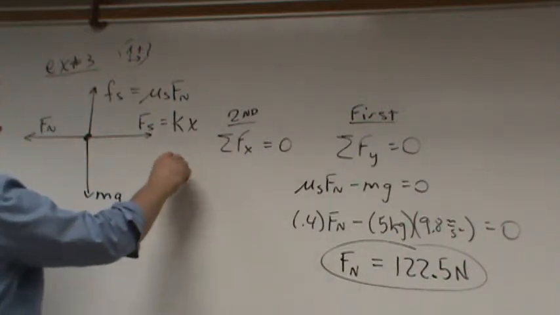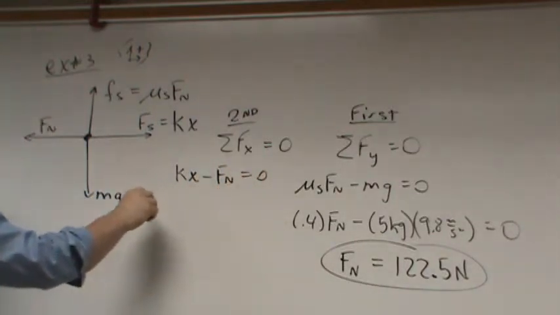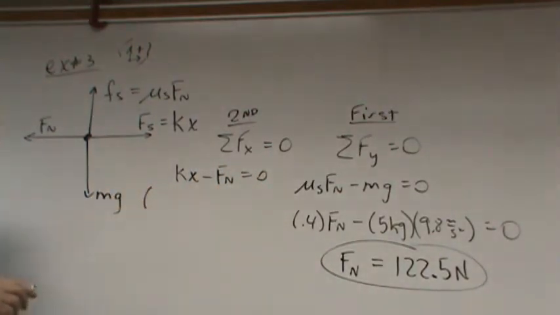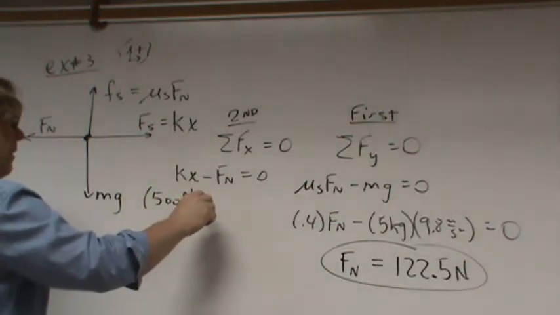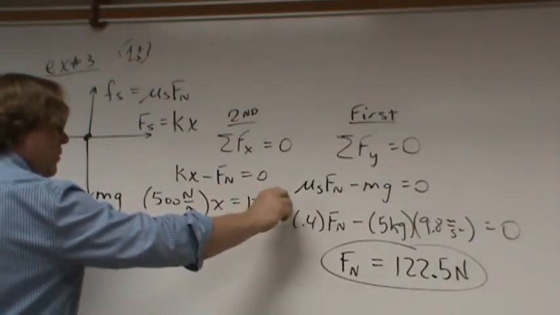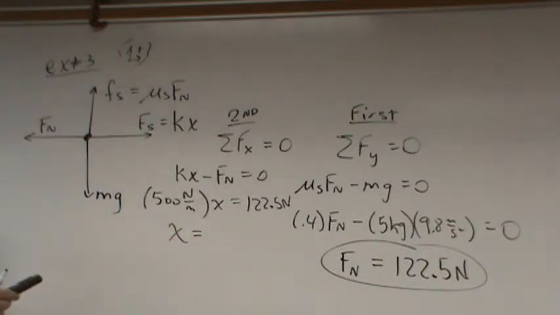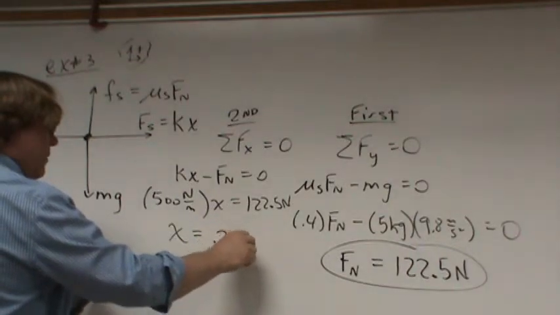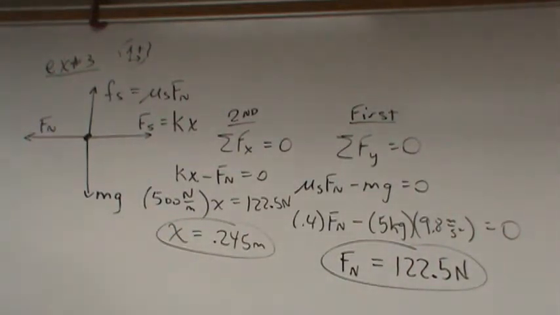So now let's do the x direction. Kx minus F sub n equals 0. What's the k, 500? Okay. 500 newtons per meter times the x, which we don't know, is going to equal 122.5 newtons, or 125 if you're Gavin. And then I get 122.5 divided by 500. So I get 0.245 meters, or 0.25 meters if you're Gavin. Is that okay with you guys on example 3?